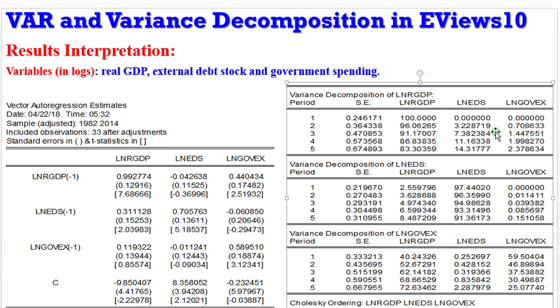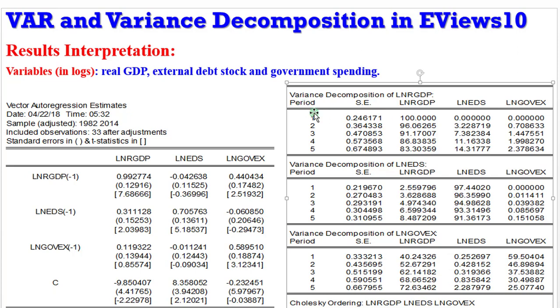Across the rows, they indicate the percentage of forecast error variance by the variable at the top head. So what does that mean? Each of the figures you are seeing here will tell you the percentage forecast error variance in real GDP. Same thing for external debt stock. All the figures here, when I'm trying to explain now, you will see what I mean. They will tell us the percentage forecast error variance in external debt stock, and same thing goes for government spending.